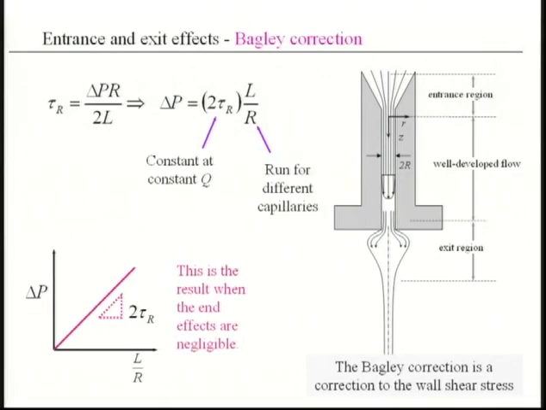So going back up here to the expression for wall shear stress, delta PR over 2L. If at a constant flow rate, we produce a bunch of different tests for different capillaries, different L over R's, we should always get the same wall shear stress. So this is a constant wall shear stress, but at a variety of L over R's, it should have an intercept of 0 and a slope of twice the wall shear stress.